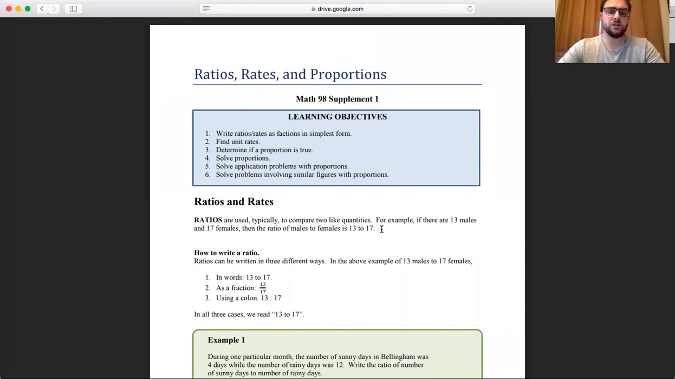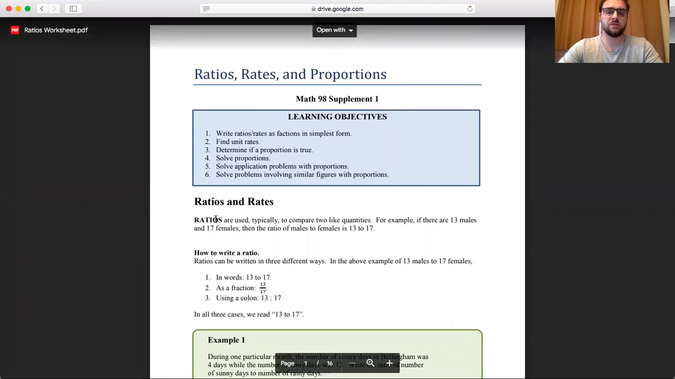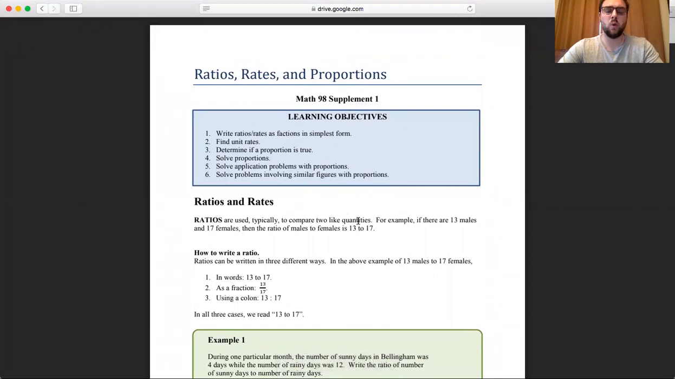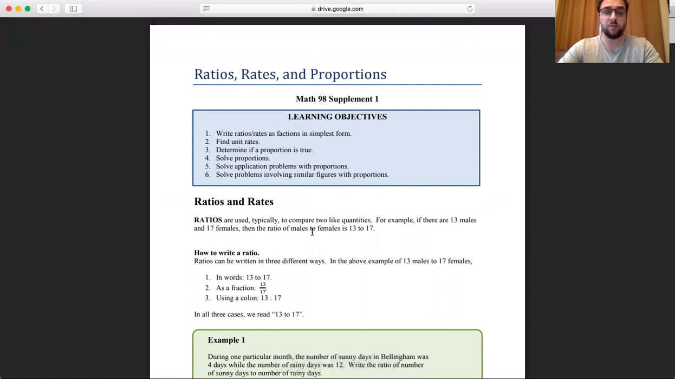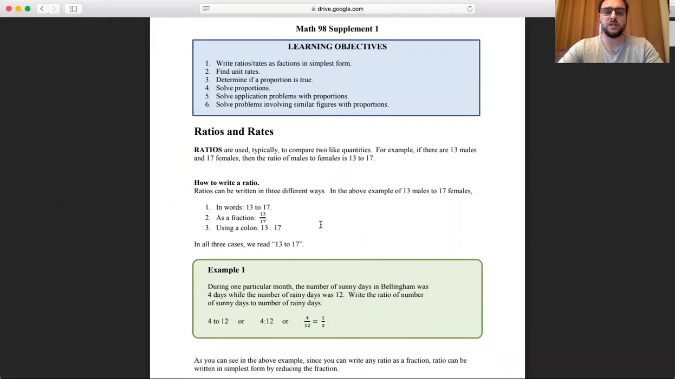Okay, so ratios are used typically to compare two like quantities. For example, if there are 13 males and 17 females, then the ratio of males to females would be 13 to 17. Now, I want to show you this as well. With ratios, do you always have to write it 13 to 17? No, there's a couple ways that we can go about writing it. First way would be just like that, 13 to 17. You could do 13 over 17, almost like a fraction. Or you could use a colon, 13 colon 17. All three of those ways would be a way to show a ratio.